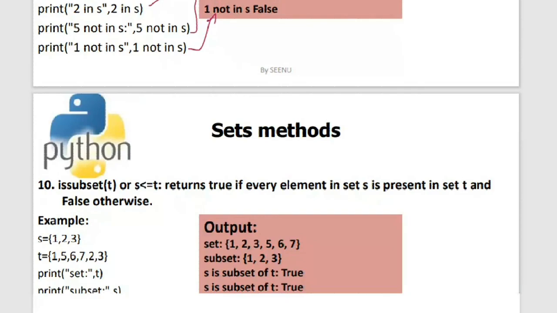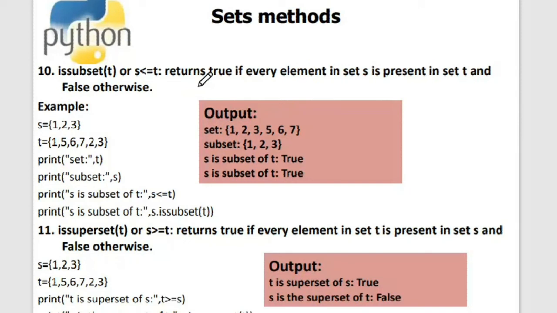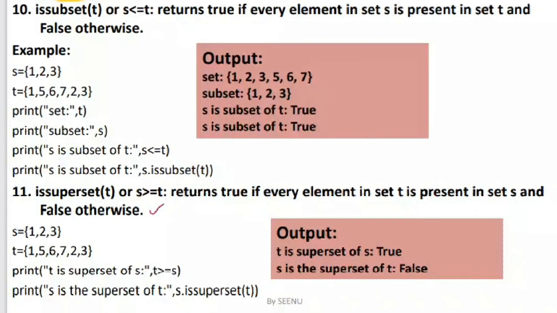Okay, so the next methods are the is subset method and the is superset method. If you want to check the superset, you can say greater than or equal to. I already have shown you this slide.